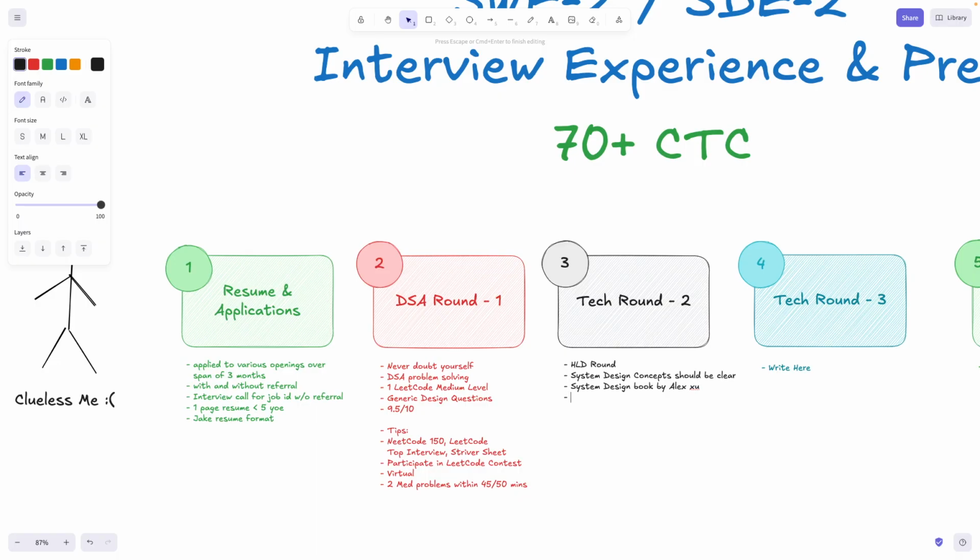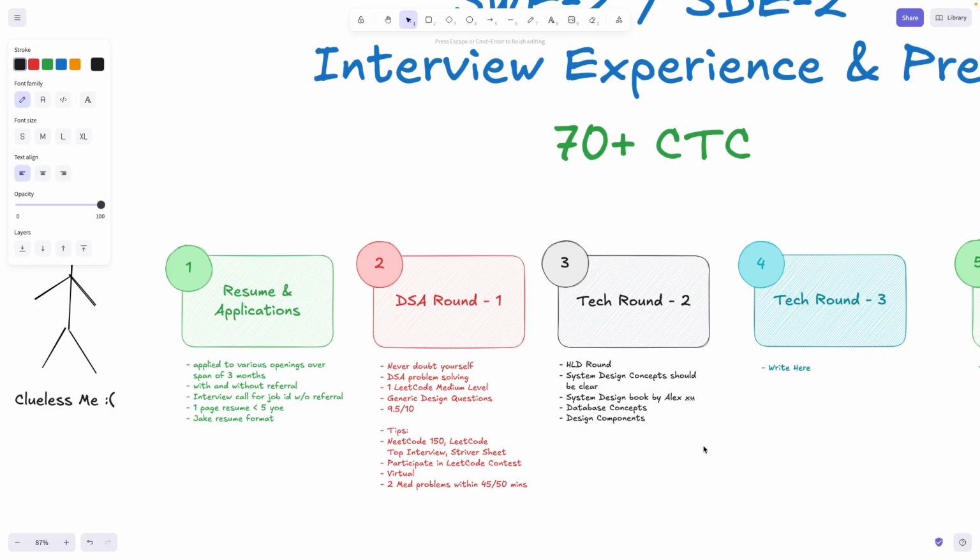So you should have knowledge around database concepts, which database to use when, right? And then other design components like API, rate limiter, and whatnot. All that knowledge can be tested here, right? Again, I will attach some resources in the description of this video.